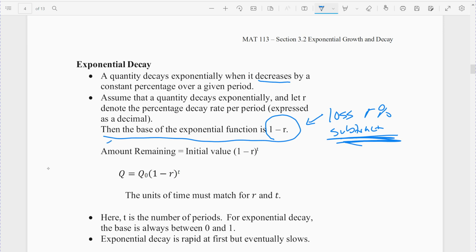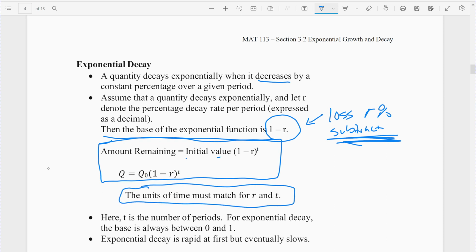When you do exponential decay, the equation is set up very similarly, but when it's decay, you take 1 minus the percent, because that's the percent you're losing. When you're doing growth, it's 1 plus the percent, because you gain that much. So the remaining amount, the future value, equals the initial amount. Q naught still represents the initial amount, but the difference is it's 1 minus the percent as a decimal, 1 minus r, raised to time.